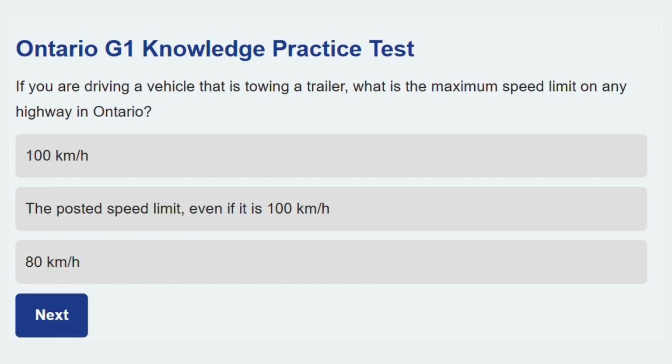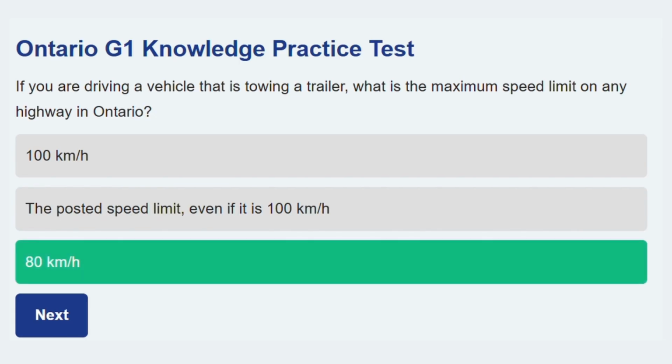Moving on. If you are driving a vehicle that is towing a trailer, what is the maximum speed limit on any highway in Ontario? 80 kilometers per hour. A lower speed limit is enforced for vehicles towing trailers for safety reasons.